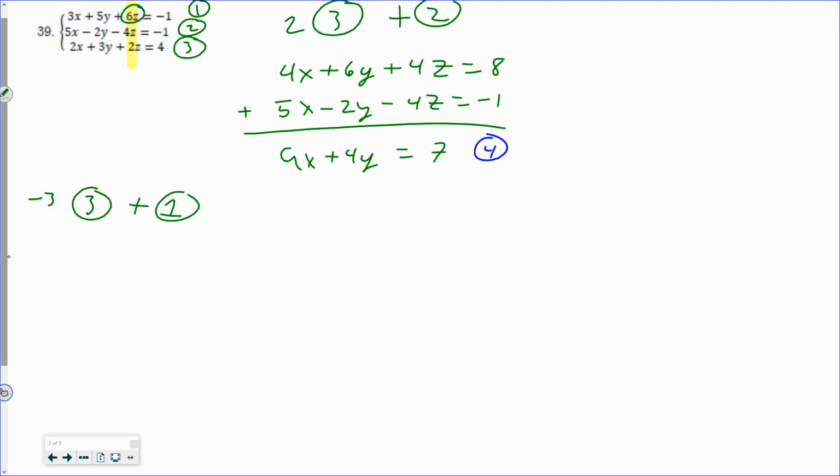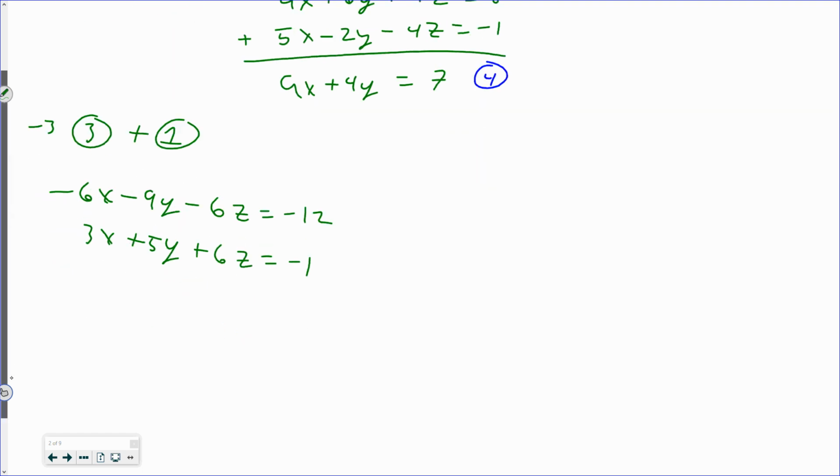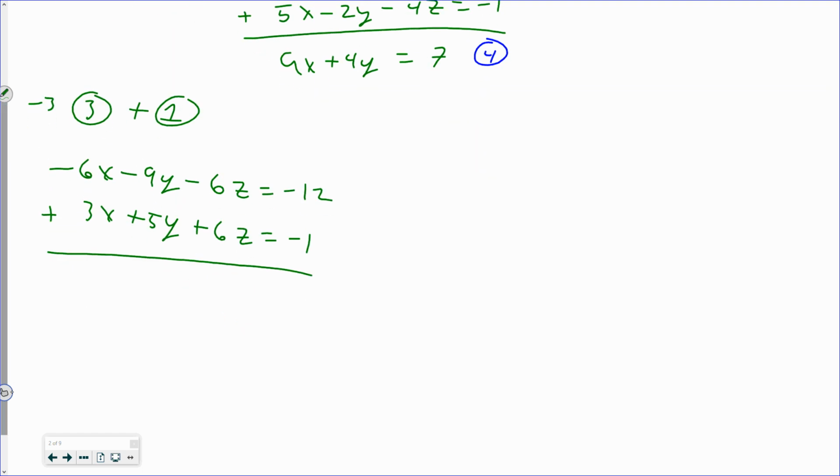So -3 times equation 3 is -6x minus 9y minus 6z is -12. Equation 1 is 3x plus 5y plus 6z is -1. You add these, you get -3x minus 4y equals -13. And I can call this equation 5.